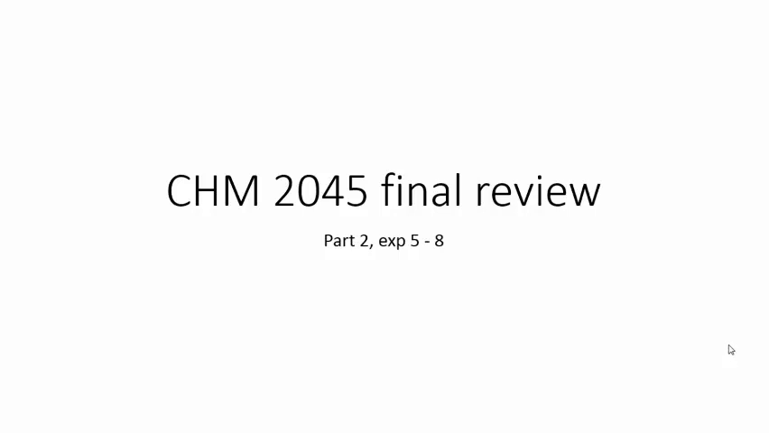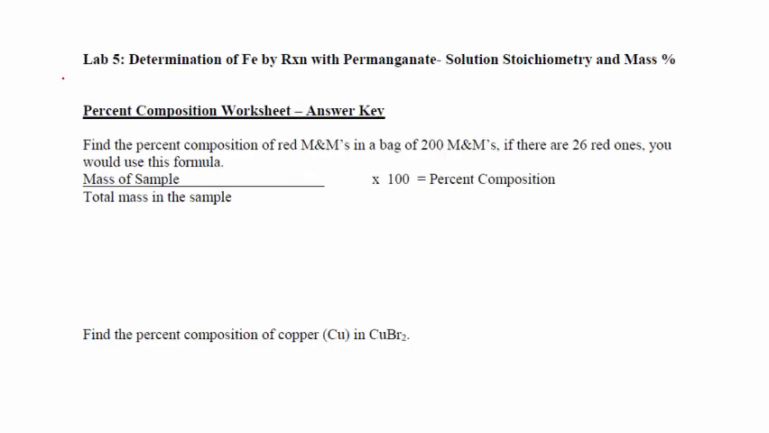So in this section, part 2, we're going to do experiments, weeks 5 to 8, starting with the experiment where we used a redox reaction with permanganate to measure the percent composition of iron in a sample. And so we'll start out with some percent composition stuff. And here we have the determination of iron, the experiment anyway.